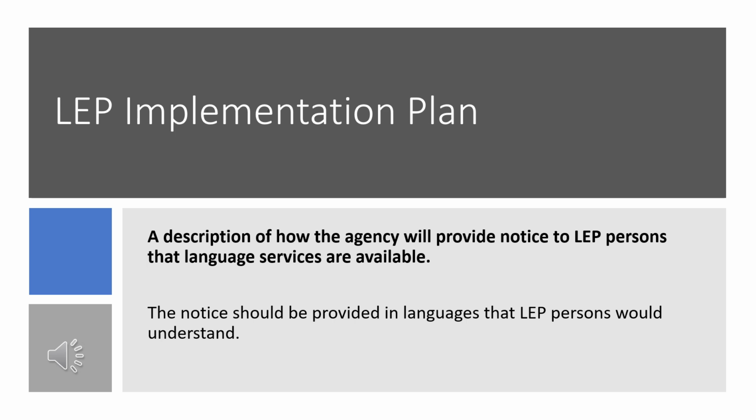Your LEP plan should include a description of how your agency will provide notice to LEP persons that language services are available. Again, this is very similar to the notification requirement that we discussed in Title VI when we looked at Module 2. The notice should be provided in languages that the LEP persons would understand, and I've seen this before. It's not very helpful to place a notice in English that LEP services will be provided, because by definition, an LEP person will not be able to understand that notice.